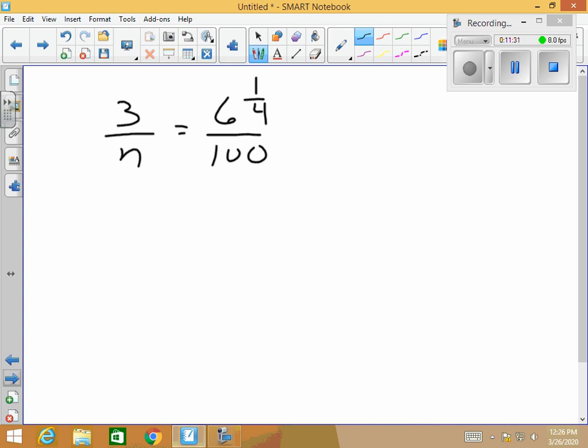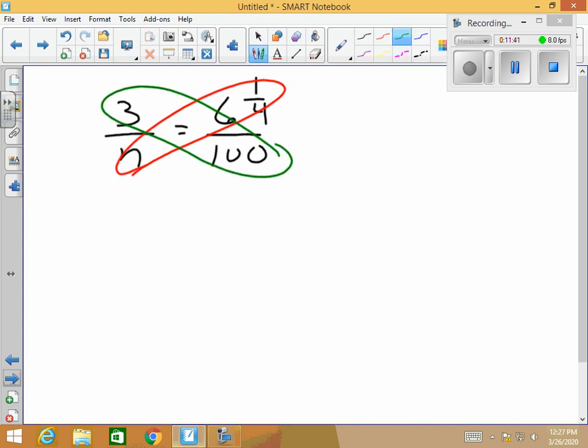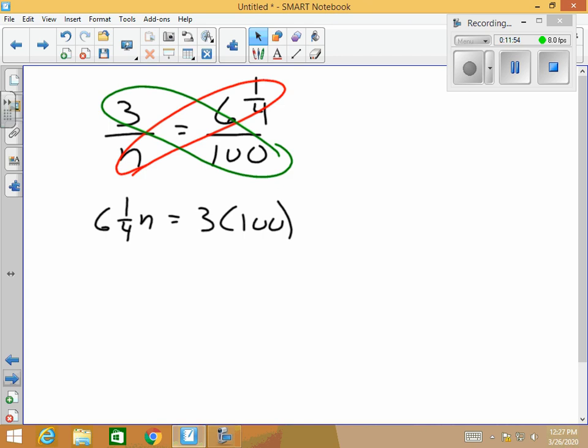Well, this one becomes kind of a rough one. So we're going to do cross products on this. So here's my cross. That's my first one. Here's my second one. And here again, we're just trying to make it linear so we can solve this problem algebraically. So 6 1/4 n is equal to 3 times 100. Now, yes, I know that 3 times 100 is 300. But here again, the bigger the numbers are, the more problematic they become.